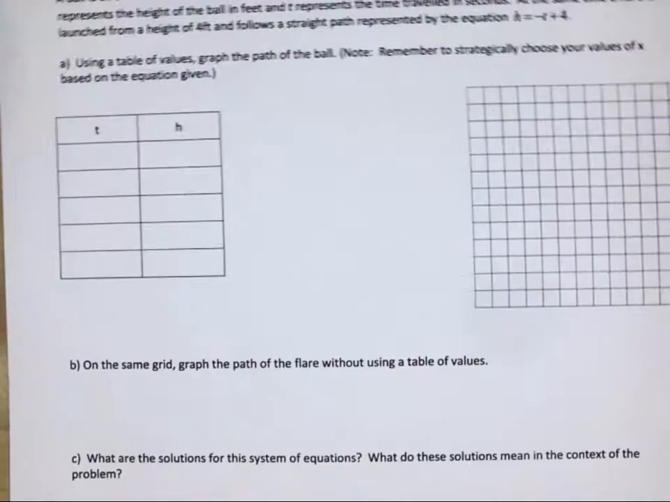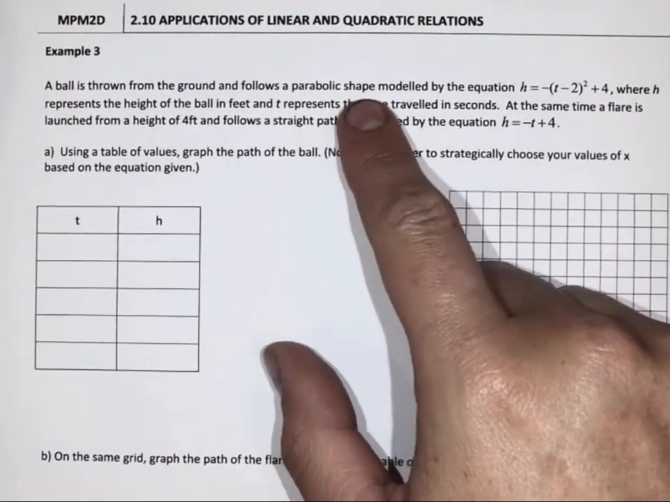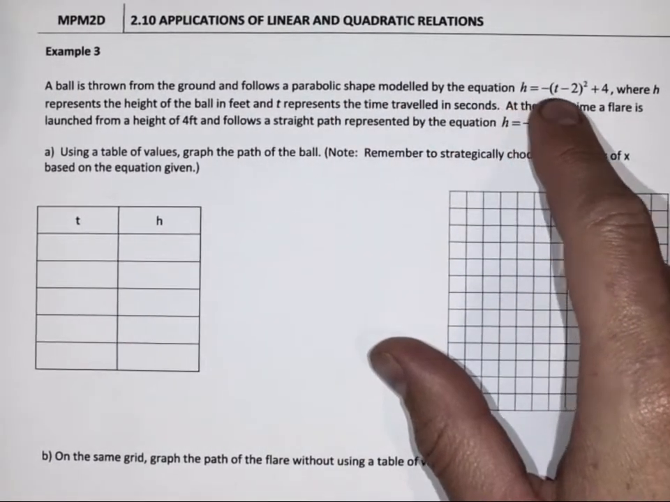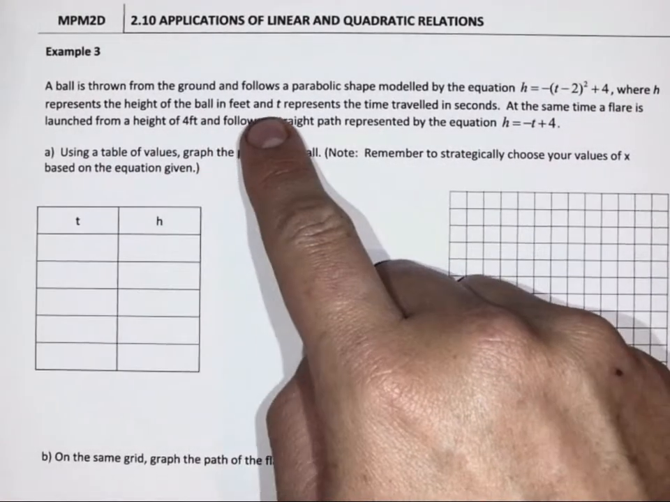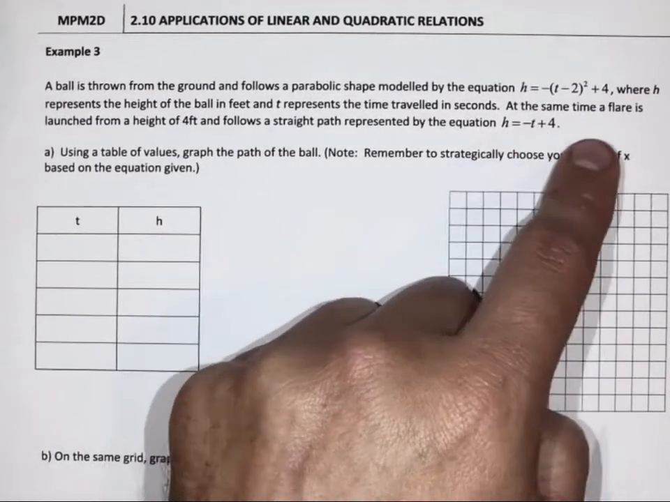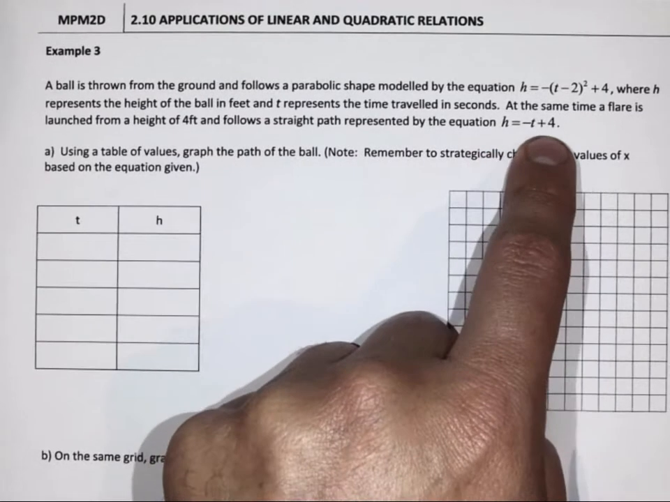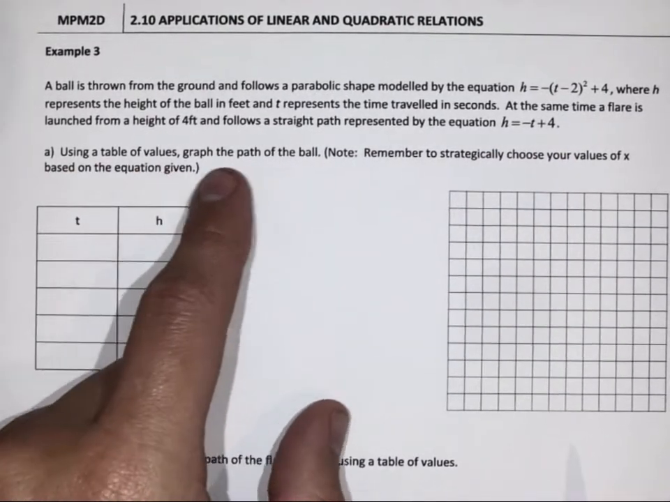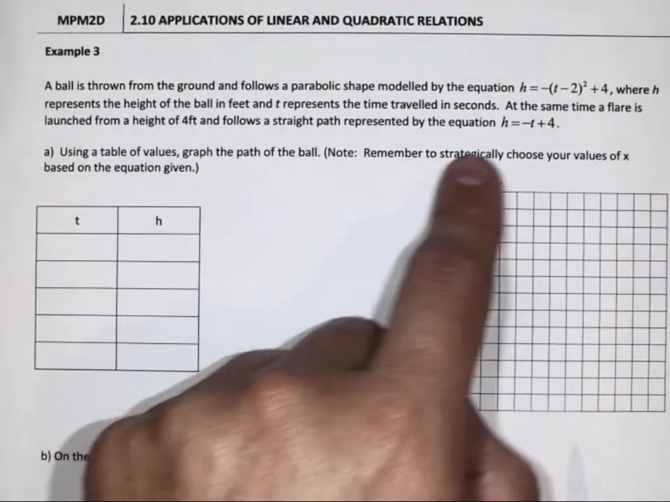Okay, flip the page. Let's do one more together. A ball is thrown from the ground and follows a parabolic shape modeled by the equation h equals negative (t minus 2) squared plus 4, where h represents the height of the ball in feet, t represents the time traveled in seconds. At the same time, a flare is launched from a height of 4 feet and follows a straight path represented by the equation h equals negative t plus 4. Using the table of values, graph the path of the ball. Remember, strategically choose your x values based on the equation.